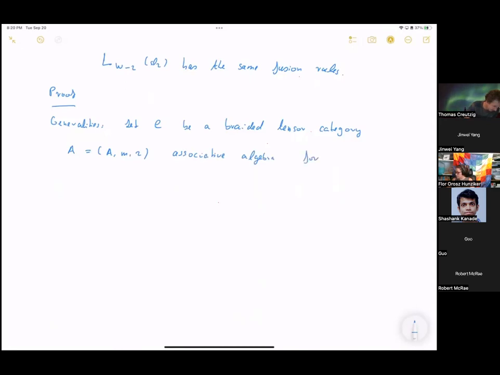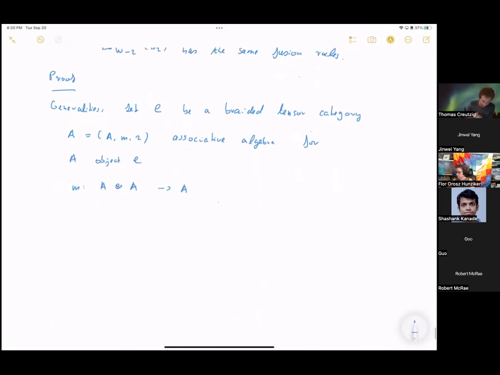So, and what is this? A itself is an object in the category. And then M, well, what do we need? We need to have the same. What is an algebra? Usually it's a vector space with some multiplication. So a vector space we replace by object, multiplication, a morphism from A times A to A.